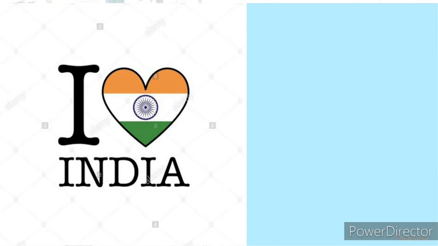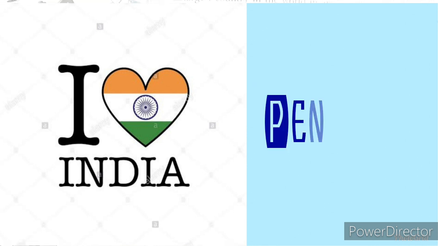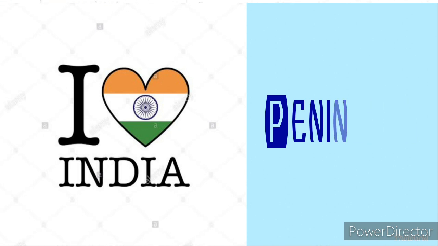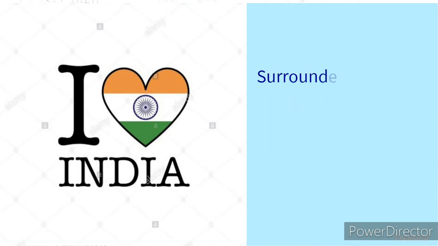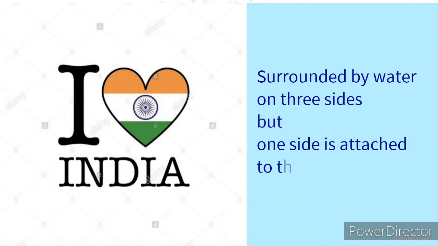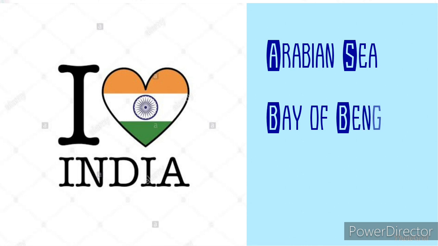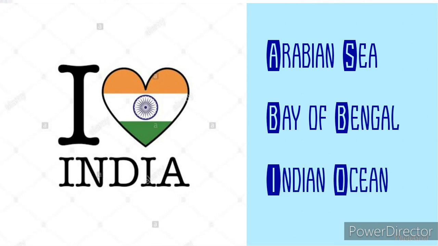Children, do you remember? We also discussed peninsula. Why do we call India a peninsula? Yes, correct. Because India is surrounded by three water bodies and one side of the country is attached with the mainland. So what are the three water bodies that are surrounding India? Yes, the one on the west is the Arabian Sea, on the east it's the Bay of Bengal, and in the southern part it's the Indian Ocean.